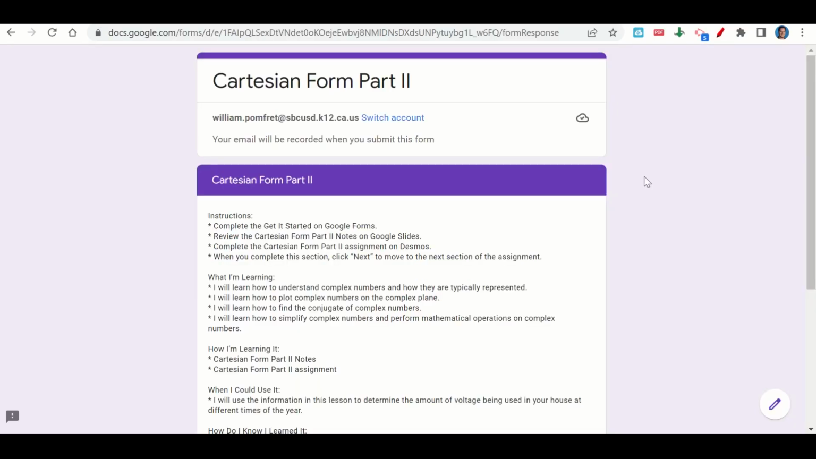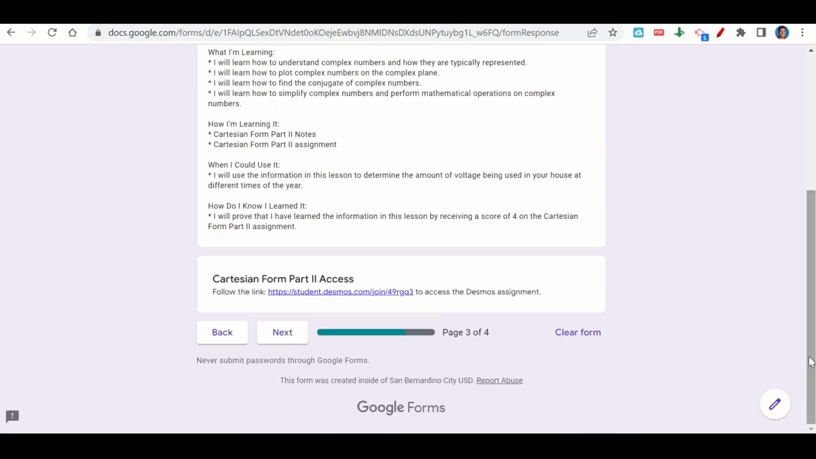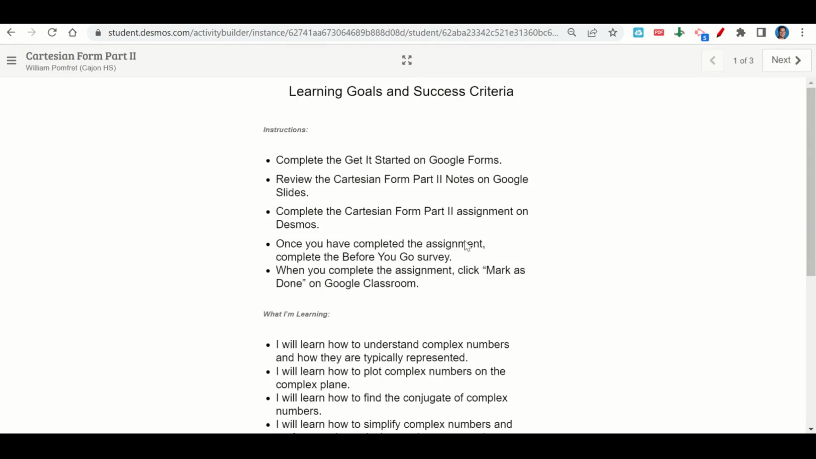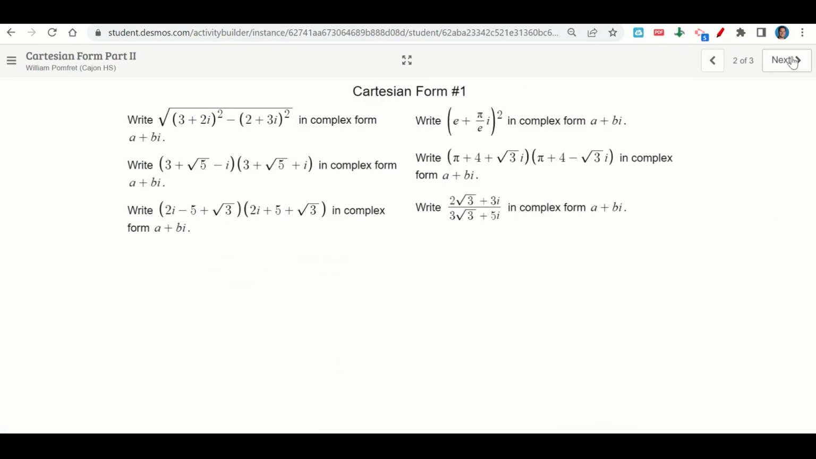Let's take a look now at the Cartesian form part 2 assignment. The assignment begins with the learning goals and success criteria. If we scroll down, there's a link here to take us to the Desmos activity. Go ahead and click on that link, and it should take you to a page that looks like this. We'll go ahead and click start the activity. The activity begins with the learning goals and success criteria. We'll go ahead and click next.